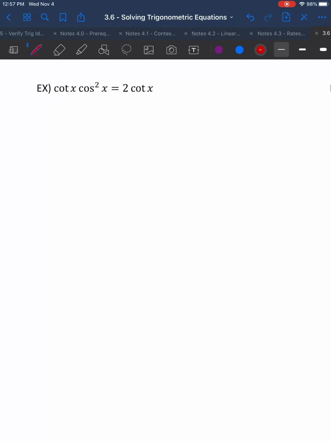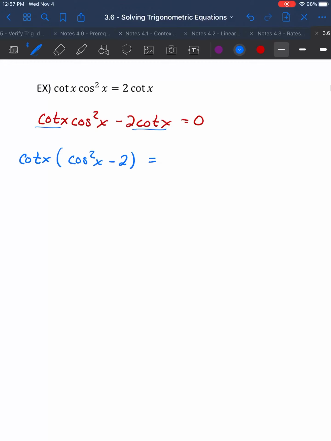I'll do one more example, and then on the next video I'll do the final 3. This question here is one where we're going to have to factor. I know that because I have 2 different trig functions, so I'm probably going to have to do some kind of factoring. And in order to factor, our equation has to be equal to 0. So that's what I'm going to do first, get this equal to 0. Now that it's equal to 0, I see that both terms share a cotangent x. So let's factor cotangent x out of our problem.